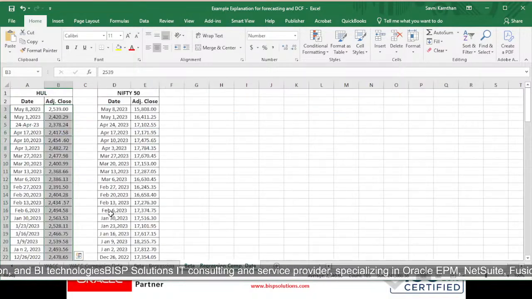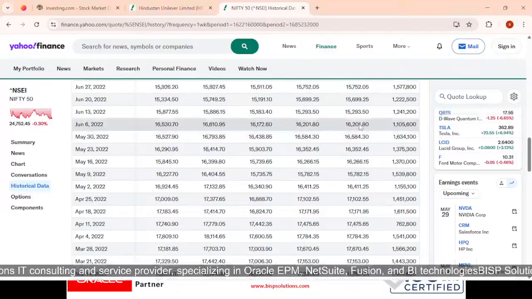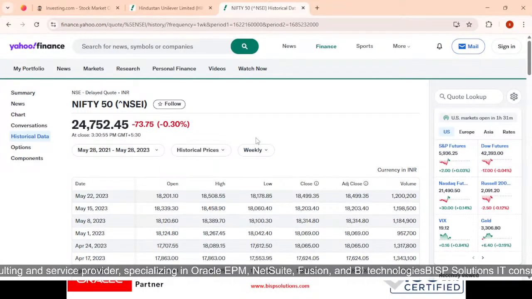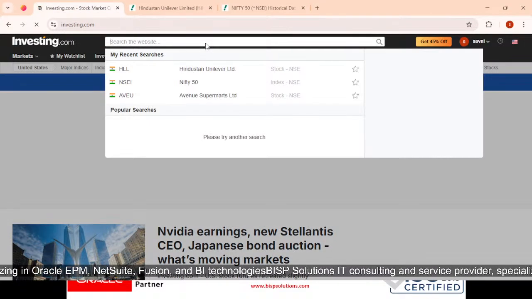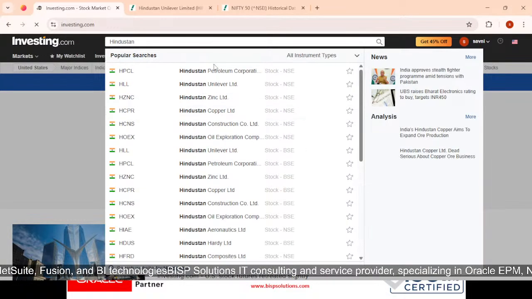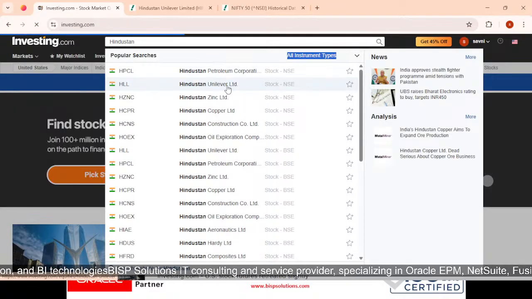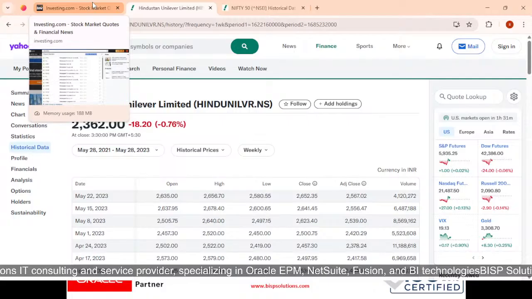Now what I have done, I have taken the data. There are two ways for getting data. First, you can copy it from Yahoo Finance, and investing.com is another site where we can do the same. I have typed Hindustan Unilever. In both the URLs and both the places, the data will be the same.